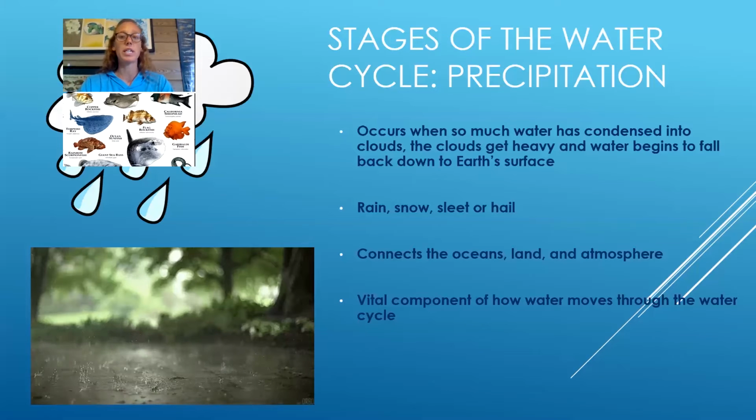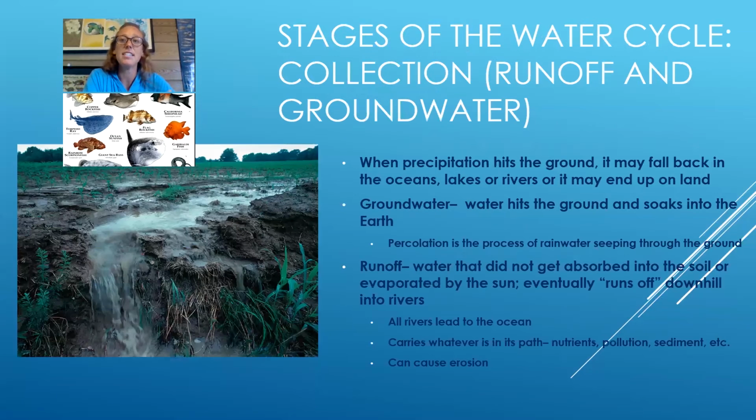And precipitation is what connects the ocean to the land to the atmosphere. The rain starts up in the atmosphere, it falls down onto our land, and then because of runoff, it eventually makes its way back to the ocean. So this is really important for how water moves through the water cycle, because it gets it back to the Earth. A good example is that bottom left corner of all the raindrops hitting the ground, which we should be having shortly, if not definitely tomorrow. We'll be getting a lot of rain, it says.